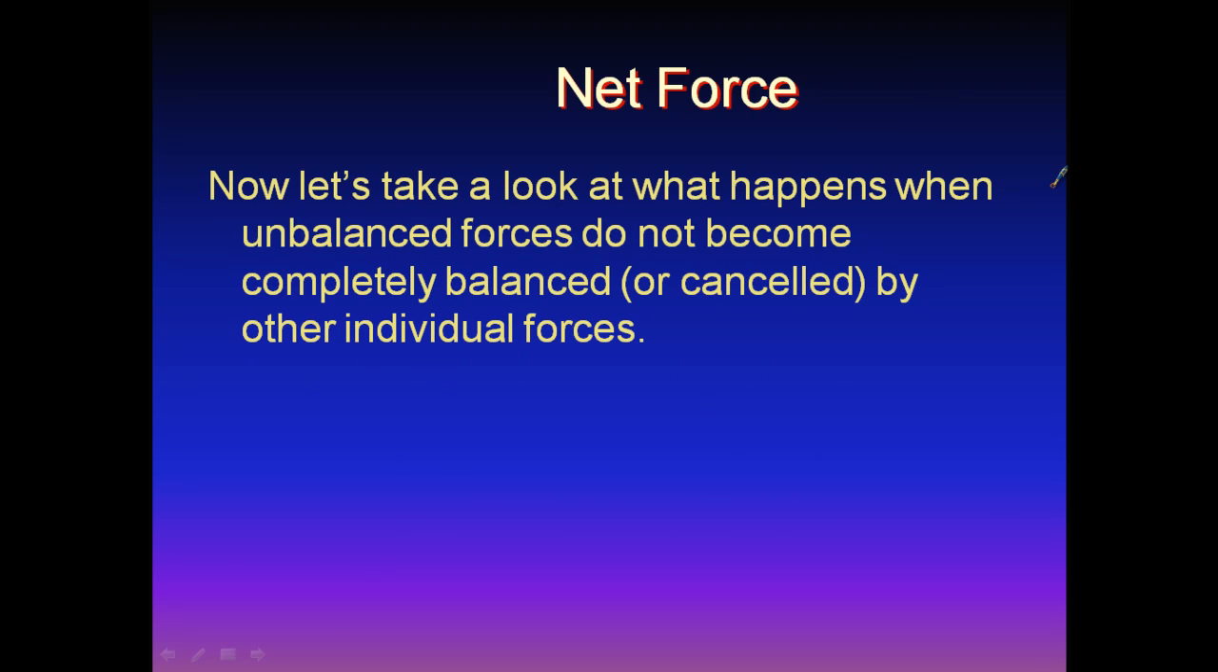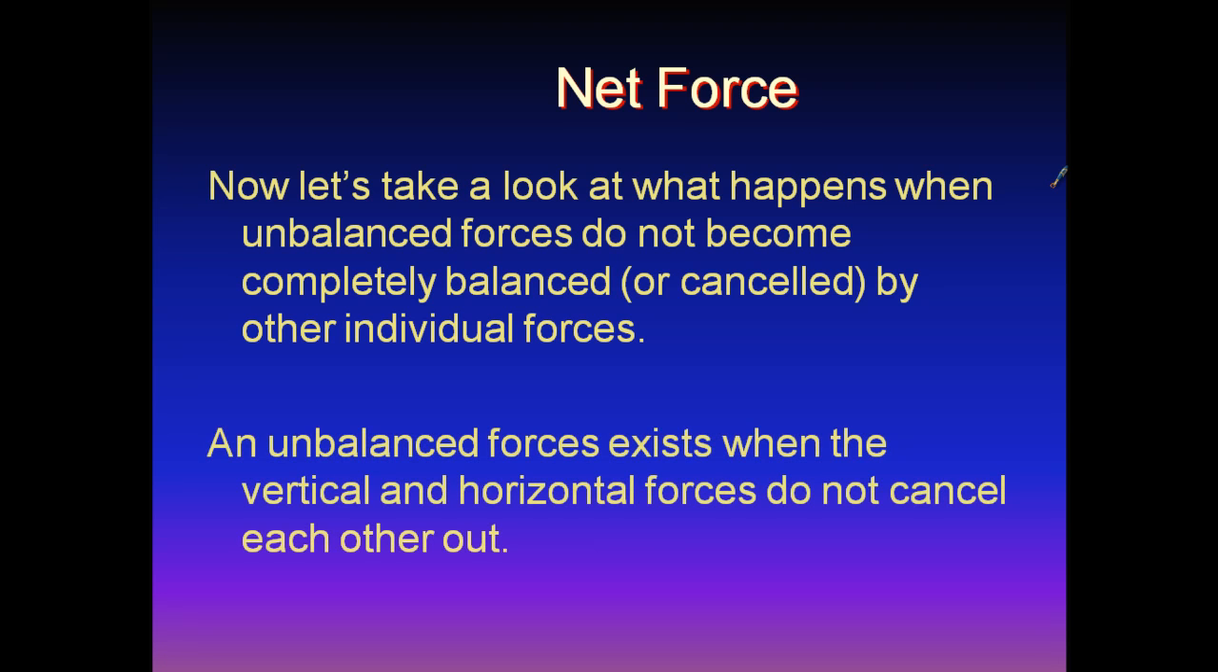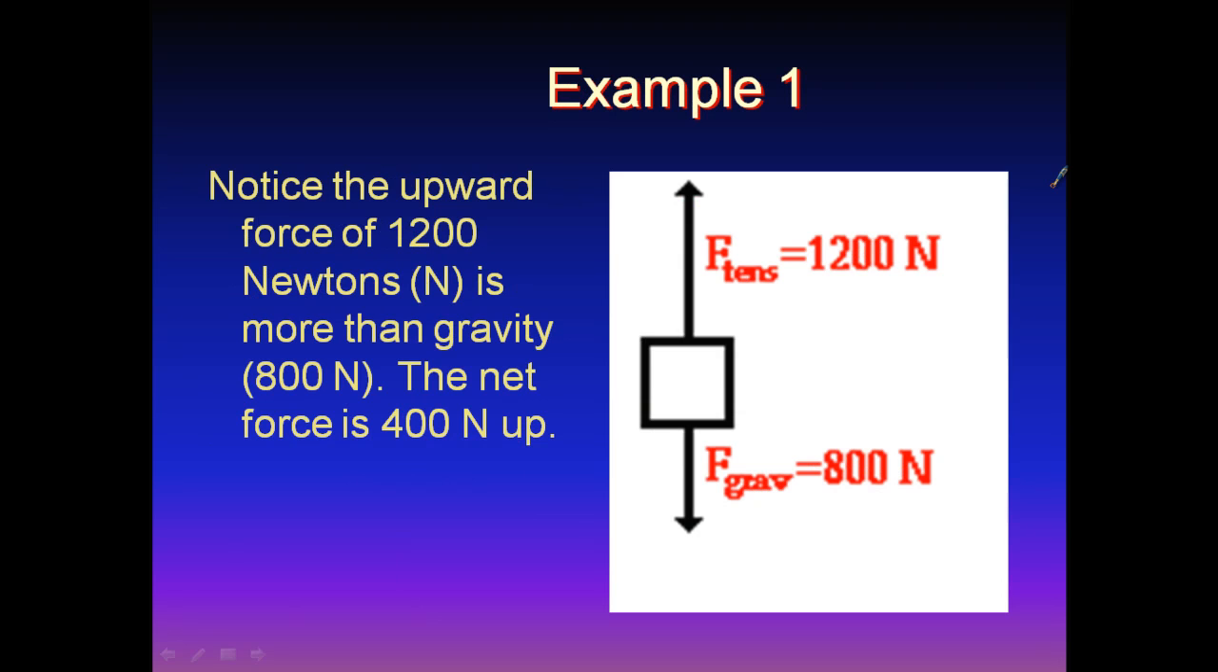So now let's take a look at what happens when forces do not become completely balanced or canceled out by other individual forces. An unbalanced force exists when the vertical and horizontal forces do not cancel each other out, or the left and right, just anytime they don't cancel out. So for example, notice the upward force of 1200 newtons is more than gravity. And the gravity force, the weight, is 800 newtons. So from now on, when I ask you for the weight, I want it in newtons.